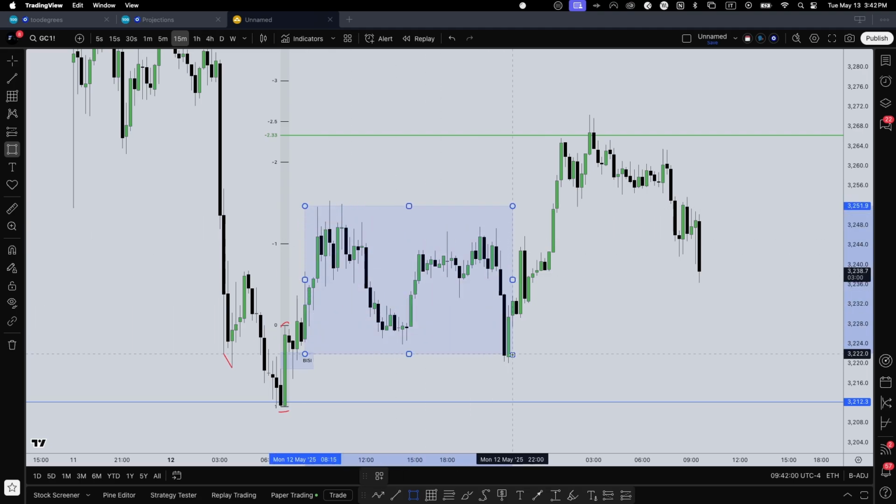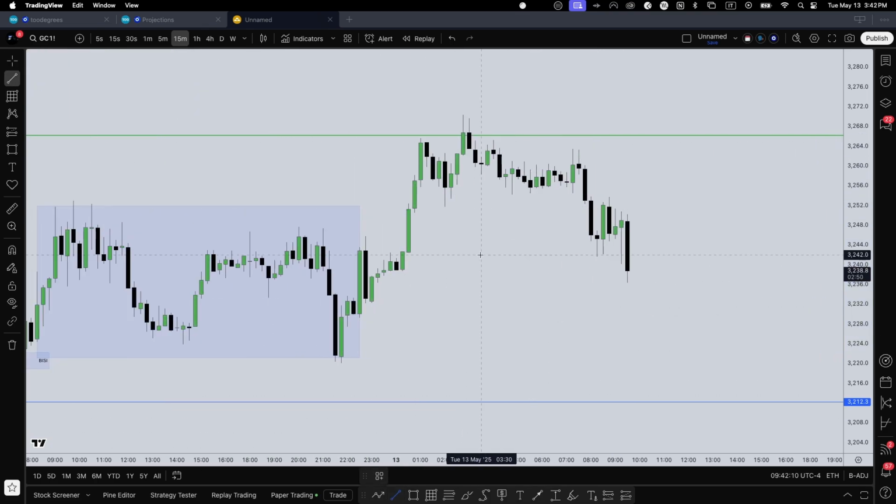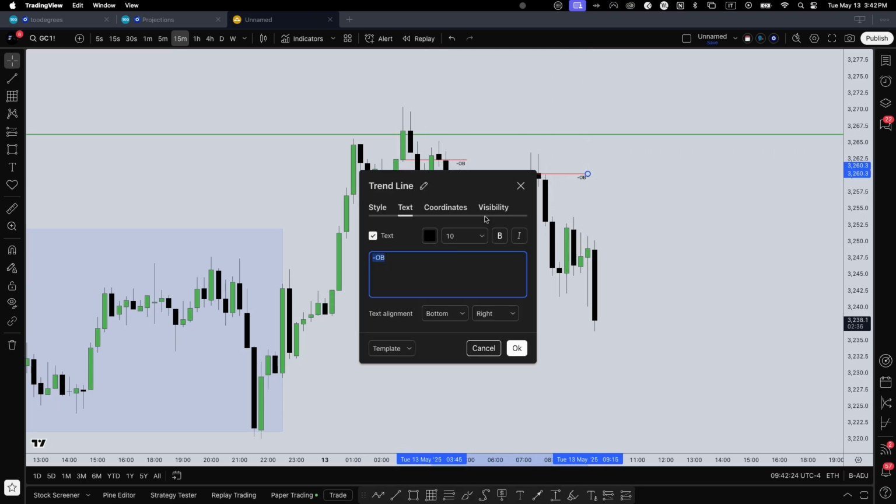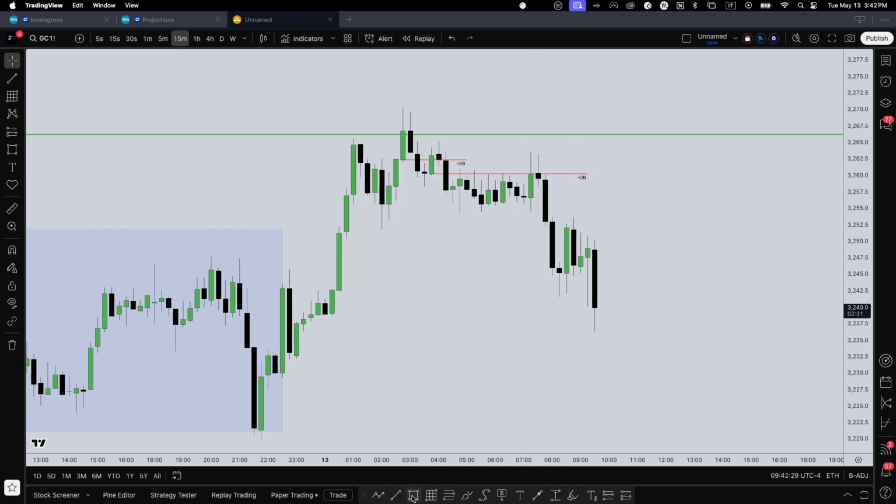We can categorize all of this as a time distortion because we're just chopping around. We hit that change in state of delivery, propulsion block, and the entire PD array matrix magically just starts happening. Very short the block. Propulsion block. Fair value gap. Does that make sense?